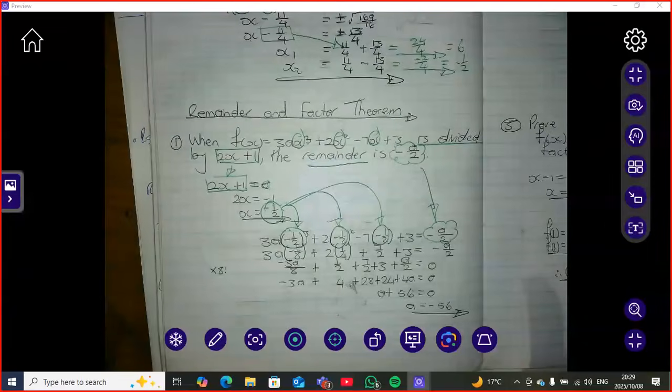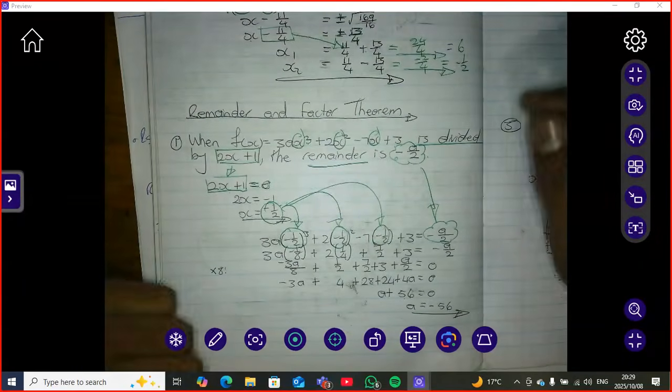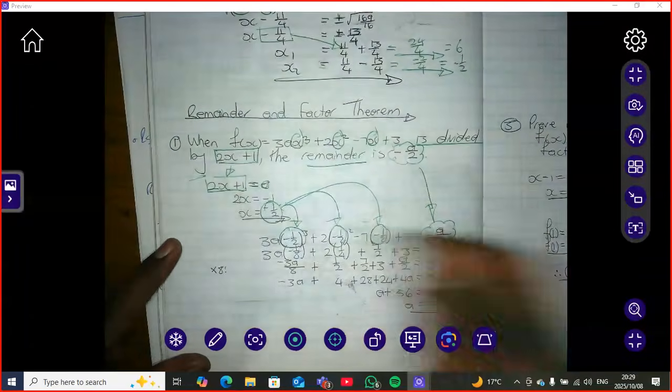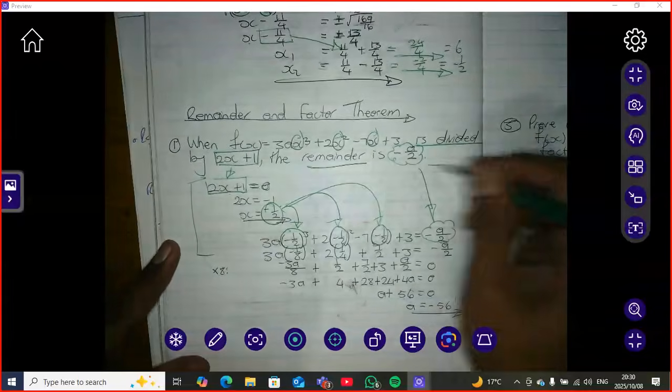Straightforward. Remainder and factor theorem. If you think about it, it's just this. That's all it is.